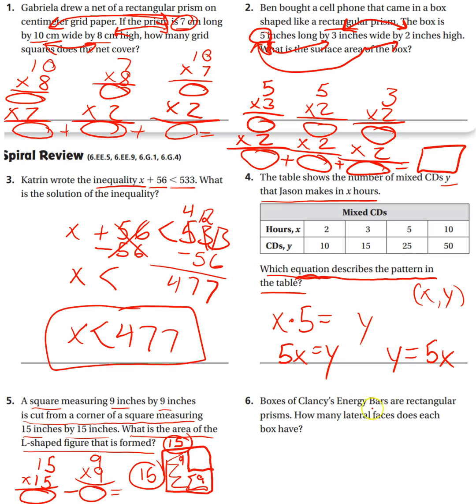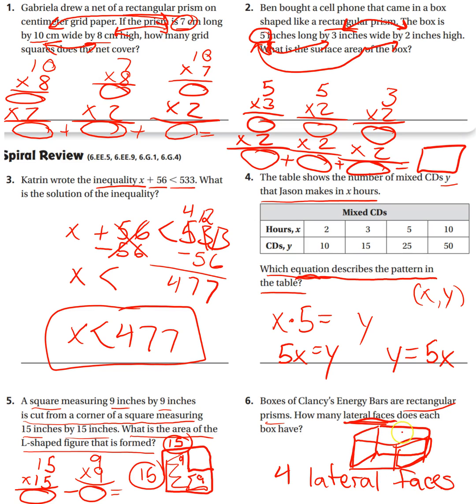Number 6, boxes of Clancy's energy bars are rectangular prisms. So I know it's going to have how many sides? It's going to have 6 total sides, but lateral faces mean up and down. So it's going to have a front and a back. And it's going to have a left side and a right side. So 4 lateral faces total. Lateral means up and down. So if it's just asking for lateral faces, that means they're excluding the top and the bottom.